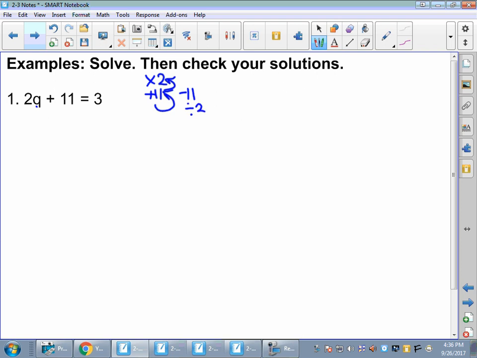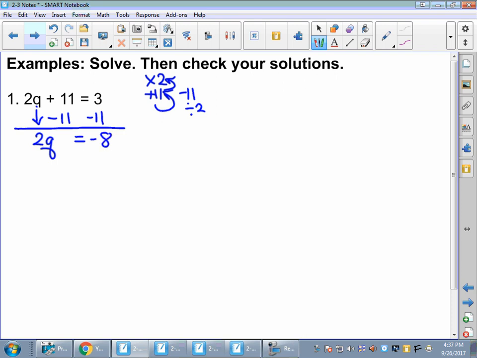So I'm going to get rid of the plus 11. I need to make that positive 11 turn into 0. So using my additive inverse, I'm going to subtract 11 from both sides using the subtraction property. Whatever I do to one side, I have to do to the other. I'm going to bring down the 2q. Everything else gets brought down. Bring my equal sign down right in line. And then 3 take away 11 is negative 8.